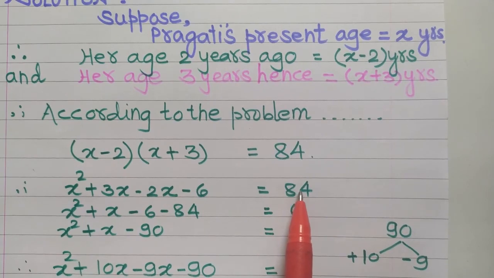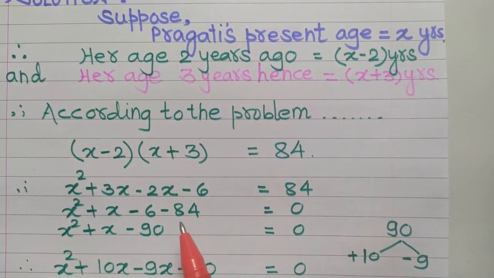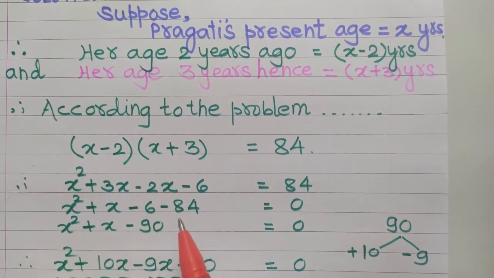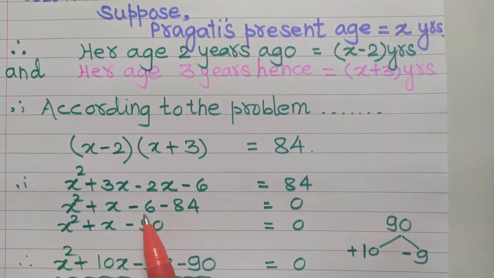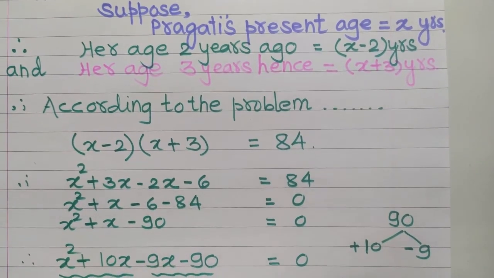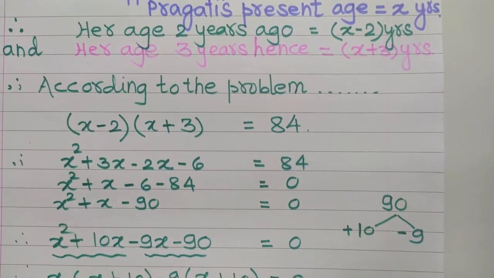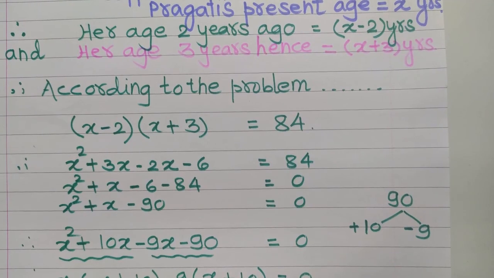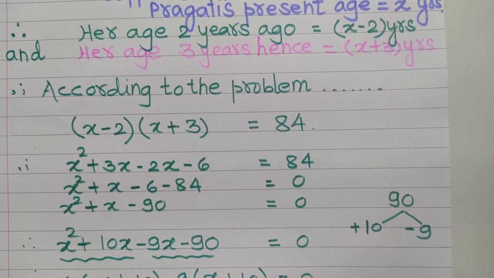Now shift 84 from this side to this side. It is plus 84, so on this side it becomes minus 84. So x square plus x, minus 6 and minus 84. So we have to add them. It will be 90, but the sign will be minus. So x square plus x minus 90 is equal to 0. So this will be our quadratic equation.